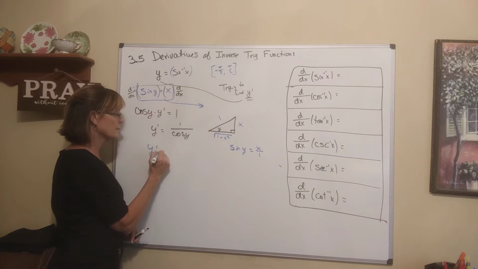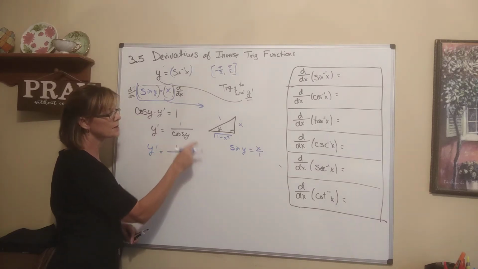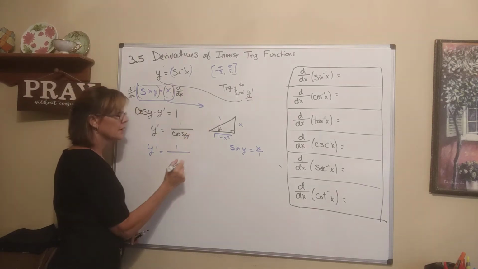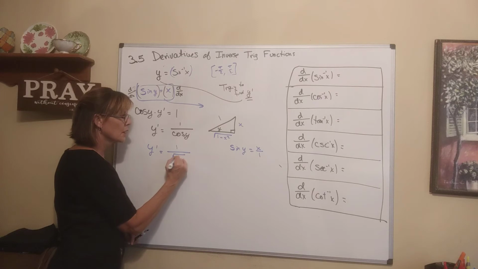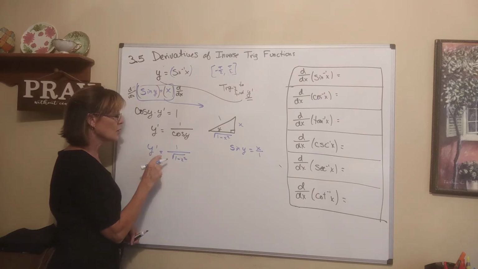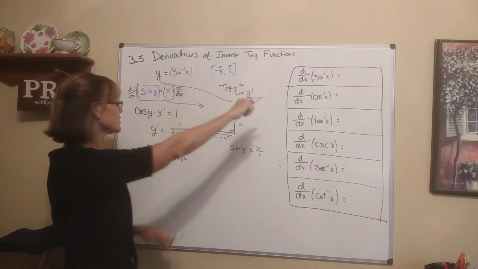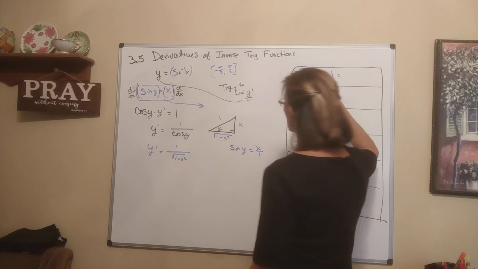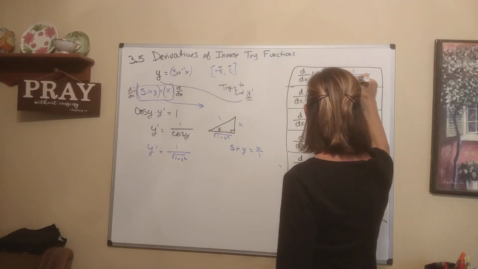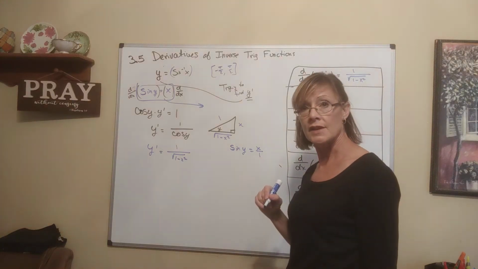So y prime is equal to 1 over the cosine of y. What's the cosine of y? It's adjacent over hypotenuse. It's the square root of 1 minus x squared over 1, or just this. So this is what y prime is, but what was y in this case? It was sine inverse. So we have our first answer. The derivative of inverse sine is 1 over the square root of 1 minus x squared. This is how you can derive the inverse sine derivative.